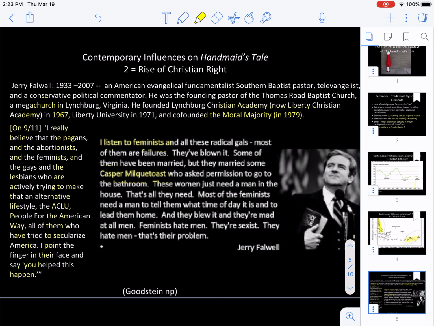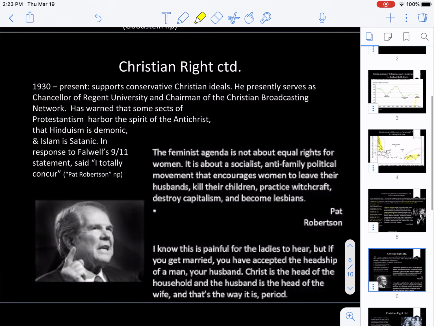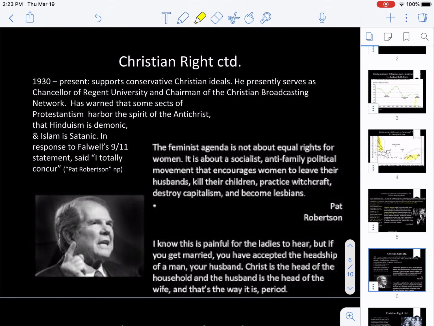So this backlash on feminism is going to be big in The Handmaid's Tale, along with this idea of politics joining with religion. There's also Pat Robertson. He, again, was against feminism. He said that women need a man because it's parallel to Christ.